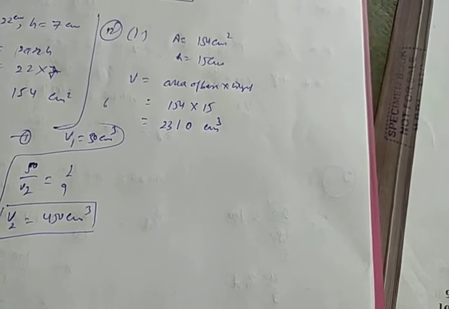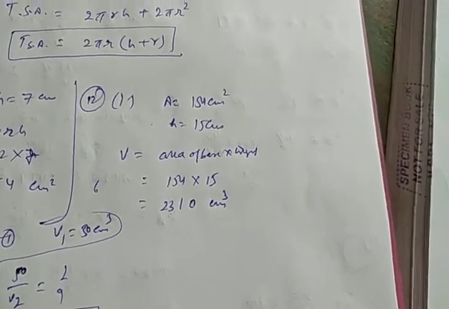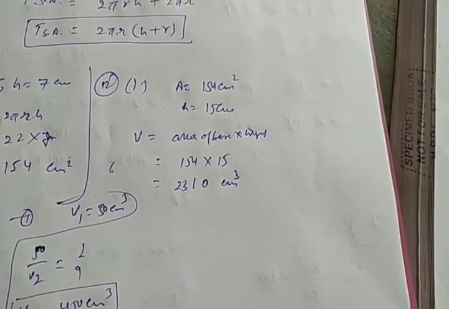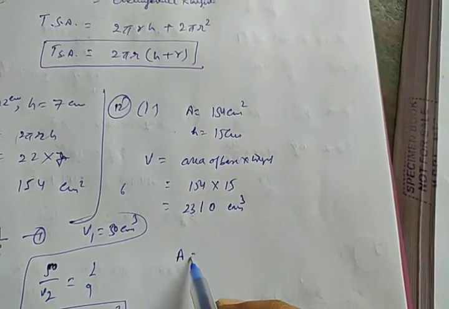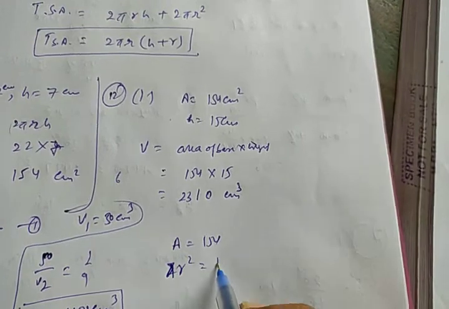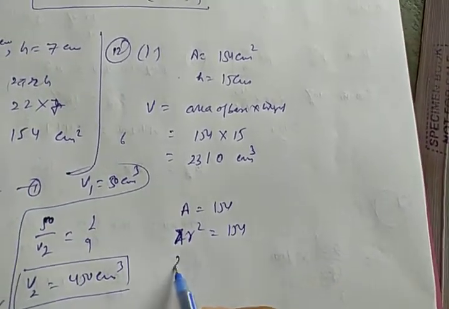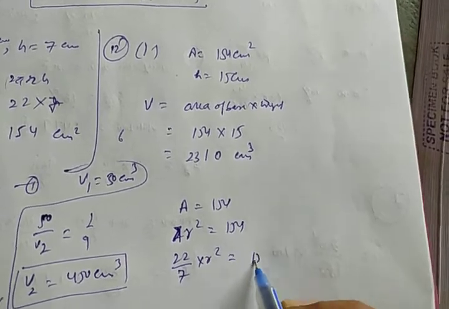And the question is also asking for the curved surface area. What is the curved surface area? It is calculated as 2 pi r into h. Then you will have to obtain r. Further, you should take area equal to 154. It is pi r square equal to 154. Now substitute the value 22 upon 7 into r square is equal to 154.